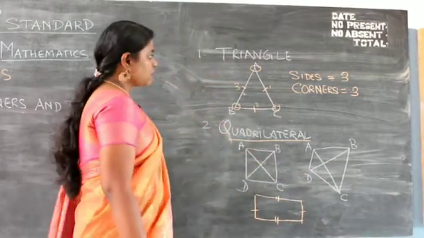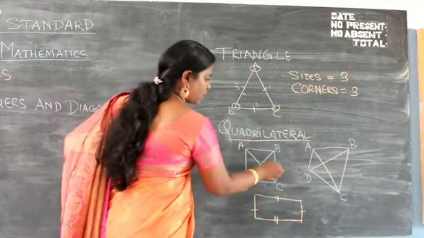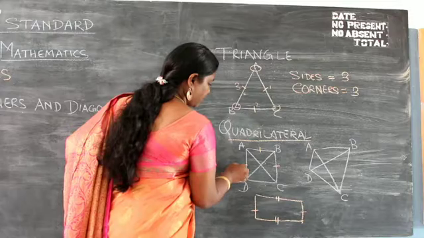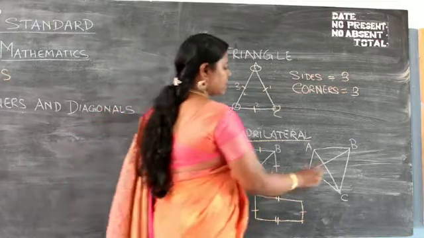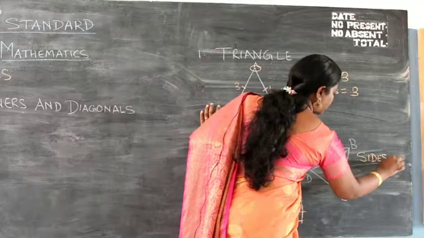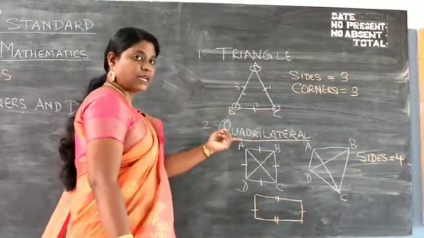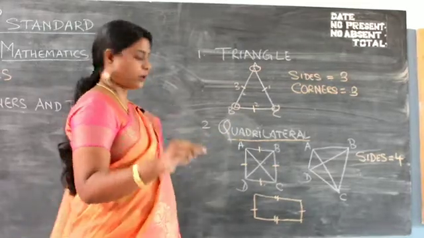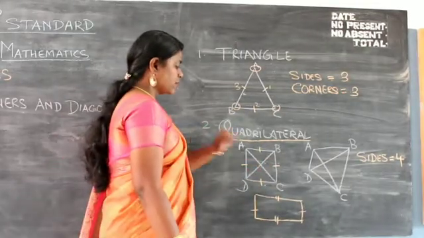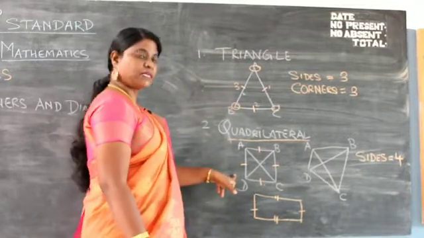Now here, what are diagonals? First we are going to see the sides here. How many sides do we have? 1, 2, 3 and 4. So here we can write sides is equal to 4, and that is why it is called quadrilateral. Quadrilateral is denoting 4. Okay, so 4. Now how many corners do we have? Here we had 3. How many do we have in this? Let's count.